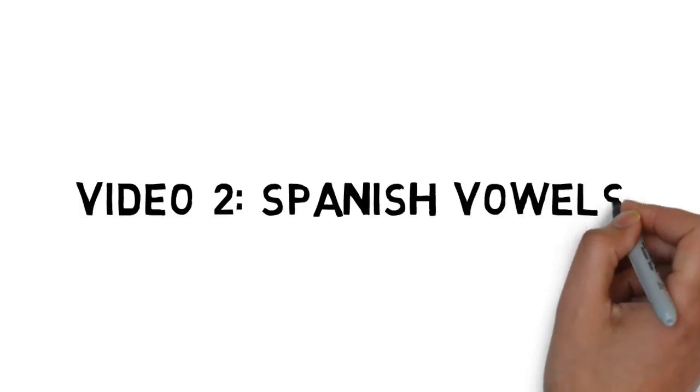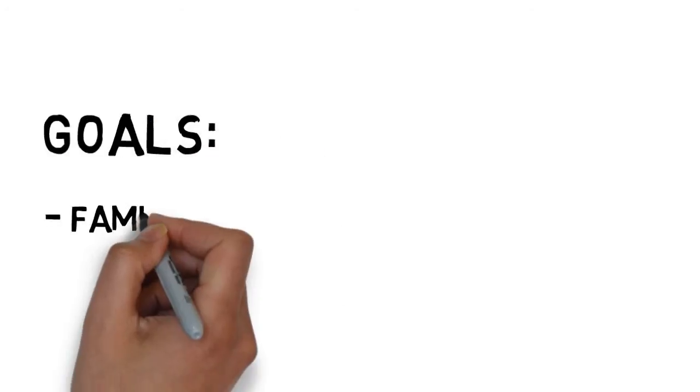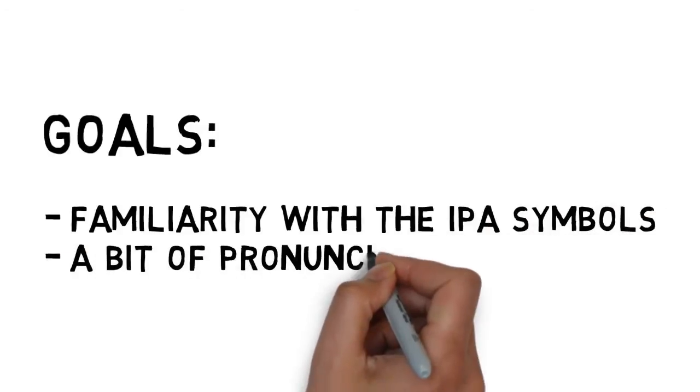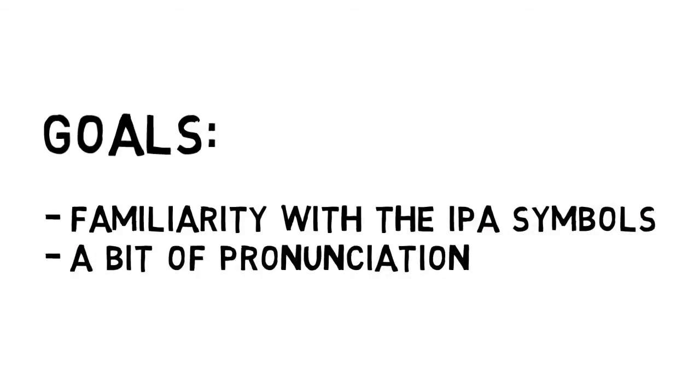In this second video, we're going to talk about Spanish's vowels. My primary goal here is to get you familiar with the IPA symbols for those vowels, and to give you a rough sense of how they fit in your mouth. Keep in mind throughout this process that the better you learn to hear these vowels, the better you'll be able to keep track of which one is which, and the better you'll produce them.